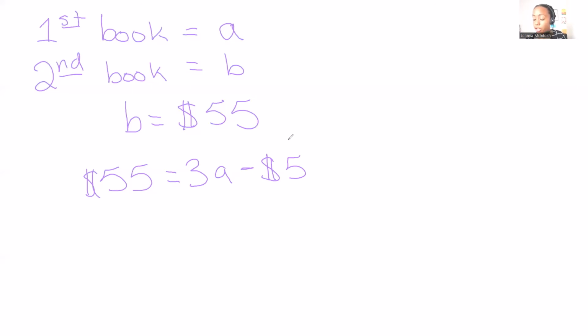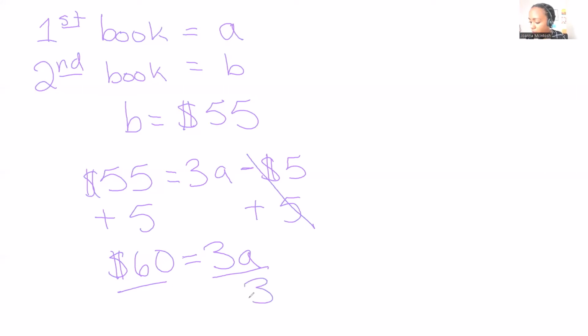So now that we got our equation, we just have to solve for A. So to begin, what we want to do is isolate this variable. So we could start by adding 5 to both sides, because since we're subtracting here, to isolate this variable, you have to get rid of this. So that is canceled out, and we get 55 plus 5 is equal to 60, just $60. So $60 is equal to 3 times the price of the first book.